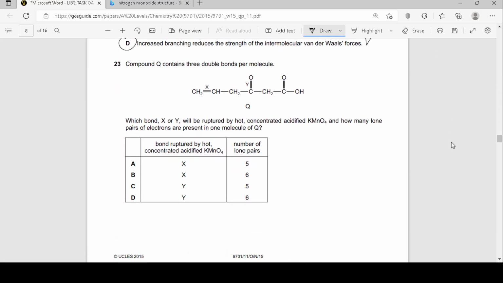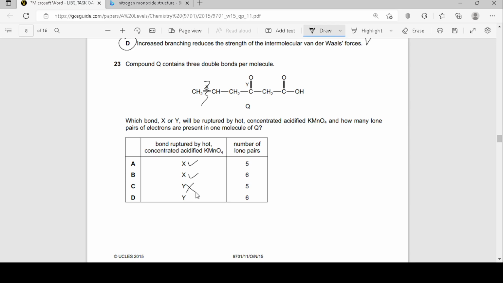Question number 23 now. Compound Q contains 3 double bonds per molecule. You can see bonds X, Y and Z. Which bond, X or Y, will be ruptured by hot concentrated acidified KMnO4, and how many lone pairs of electrons are present in one molecule of Q? Hot concentrated acidified KMnO4 is usually for the oxidation of alkenes, right? And C=O is a ketone group, so it won't be further oxidized. Ketones cannot be further oxidized. So that means X is the one that is ruptured.